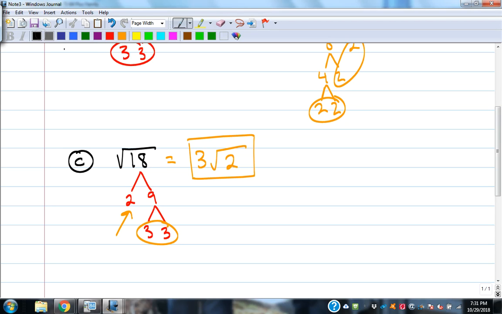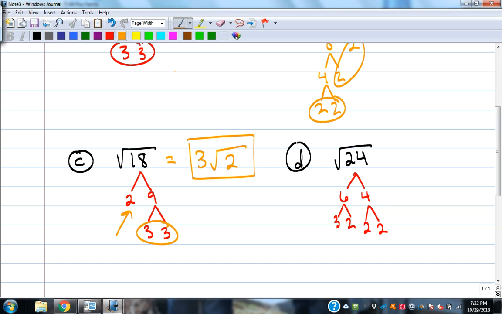Okay, let's look at another number. Let's get square root of 24. 24's got a lot of different ways to multiply to be 24. What's the first one somebody thinks of? 6 and 4. 6 is a composite number. It needs to break down. 3 and 2. 4 is a composite number. It breaks down. 2 and 2.